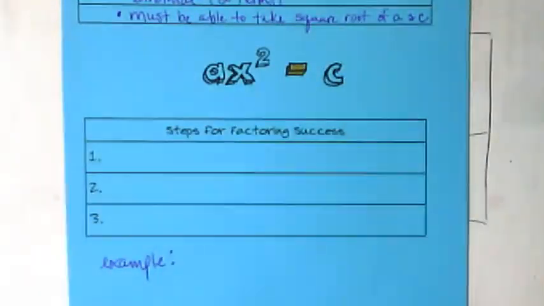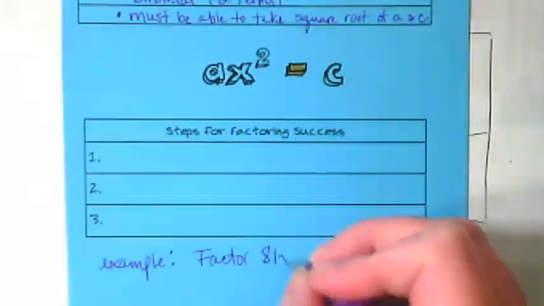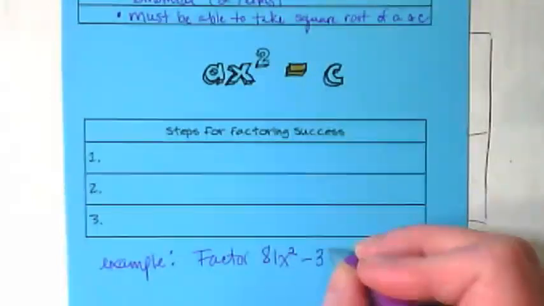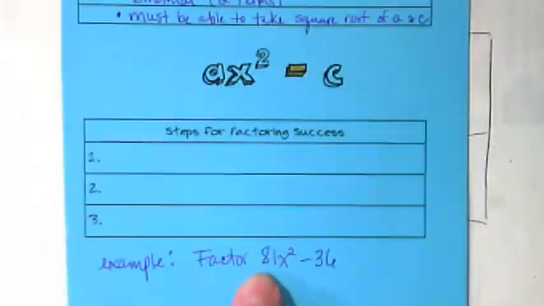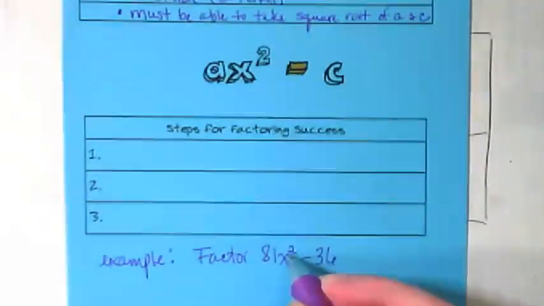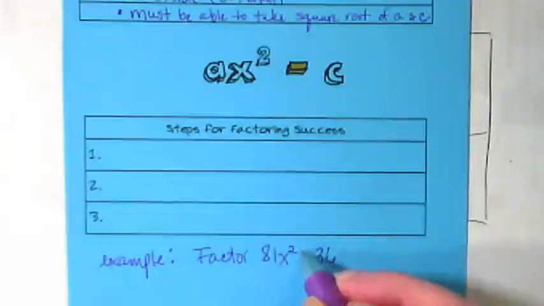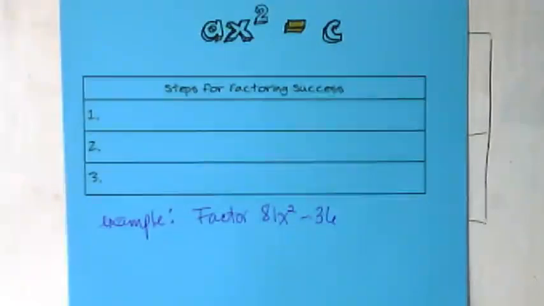The example we're going to use for this one is we are going to factor 81x squared minus 36. Are you beginning to see where the squares comes from? 81 is something we could take a square root of, isn't it? And so is 36. And the other thing that's important to note here is that this x is also squared. The variable can be squared as well. So, where the power of 2 can be squared.